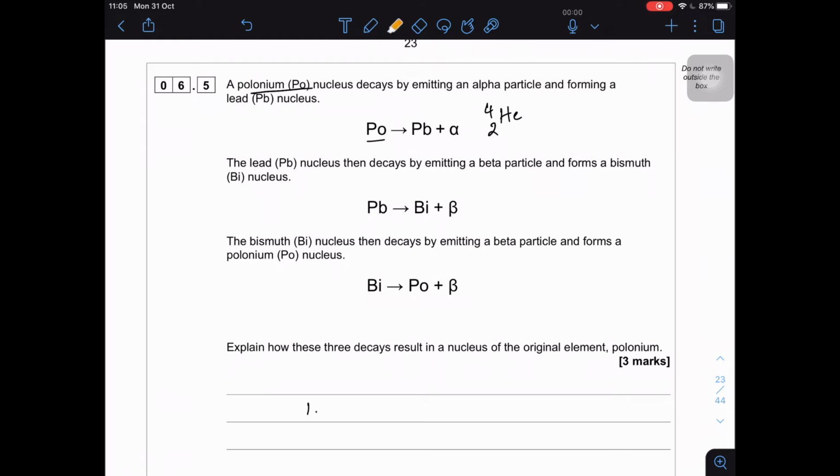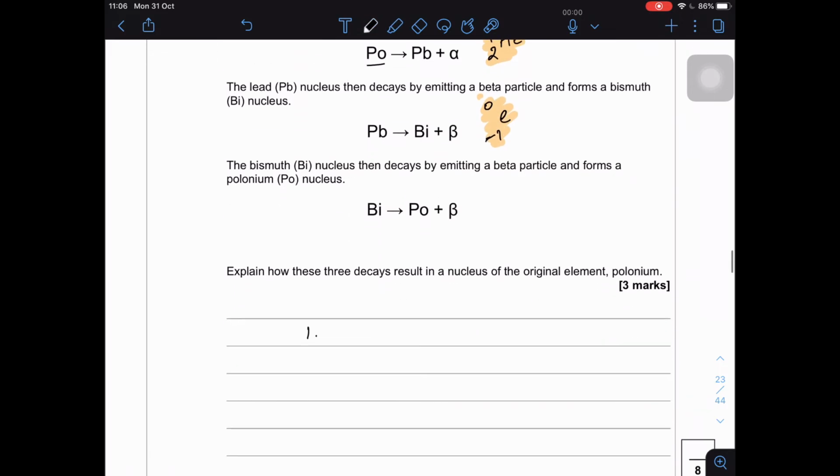Now that's the first one. And then lead is going to turn into bismuth by emitting a beta ray. Now recall what's a beta ray. So beta ray is essentially an electron, a charged electron, which is -1 and 0. And then bismuth once again emits a charged electron and 0.